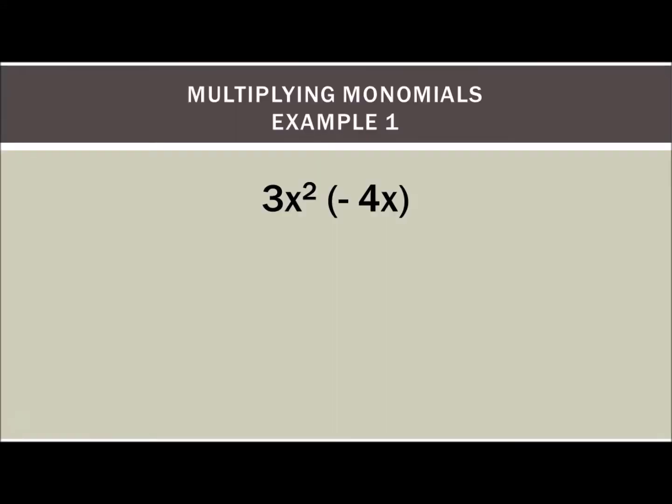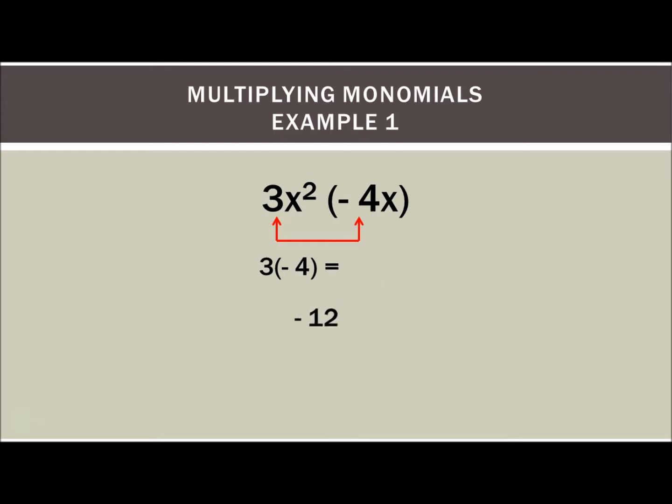This lesson is on multiplying monomials and binomials. So let's look at example 1. Example 1 says 3x squared times negative 4x. So if we have that, we're going to go ahead and look at the coefficient first, which is 3 times negative 4, which equals negative 12.